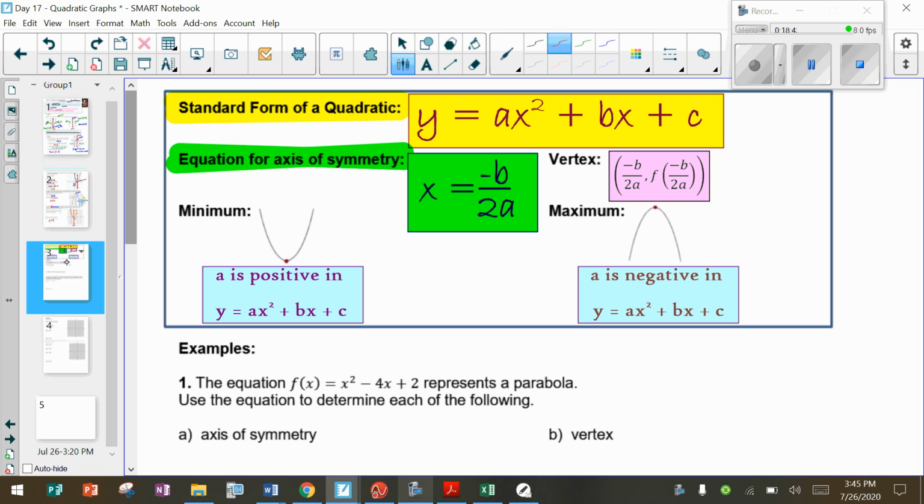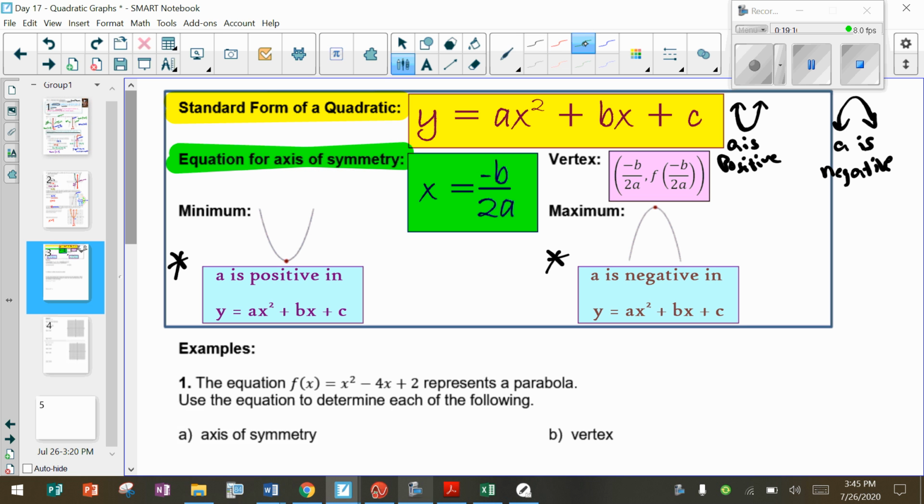Now, we can find some of these things algebraically as well. We talked before about the standard form of a quadratic when we were doing the quadratic formula. For our graph to be a U shape, a is positive. And for our graph to be an N shape, a is negative. Just like it says for our maximum and minimum descriptions.